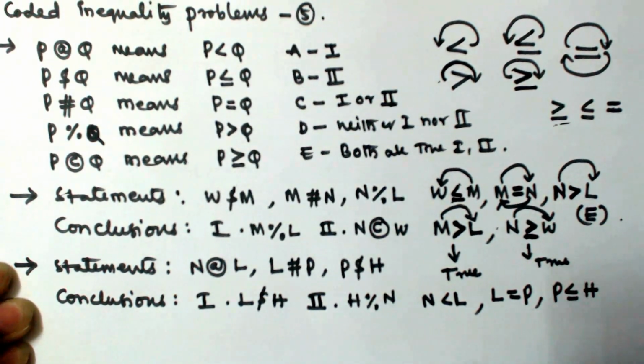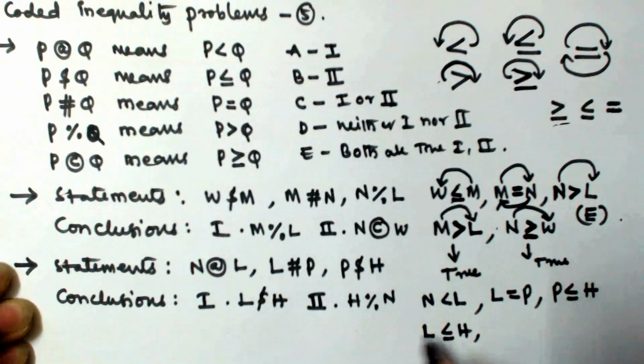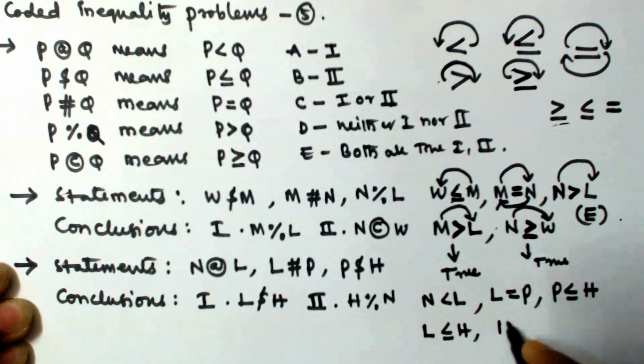Okay, now we have converted the given statements into mathematical form. Now convert the conclusions. L dollar H. Dollar means what? Less than or equal to. So L less than or equal to H is the first conclusion. And H percentage, and percentage means greater than, right? So H greater than N.